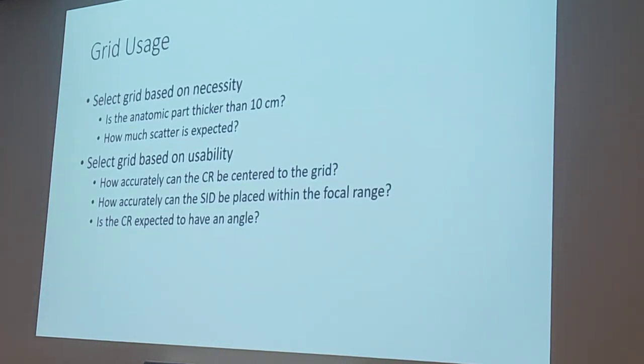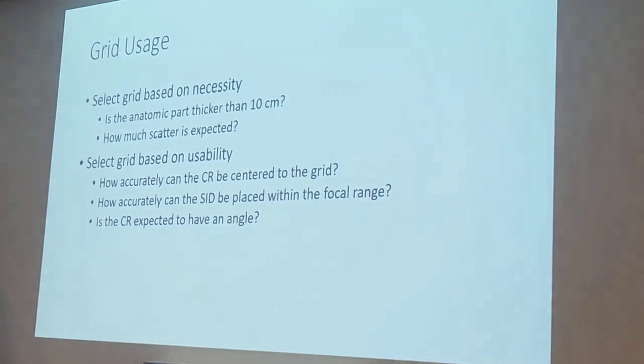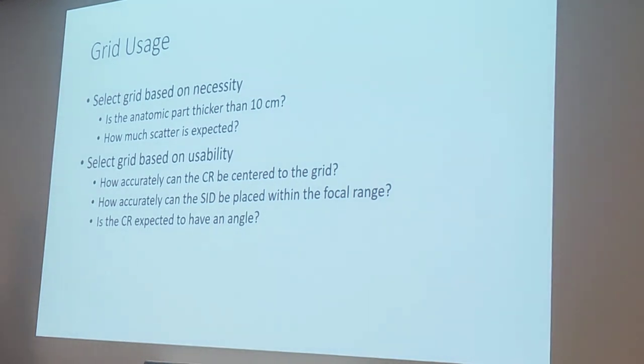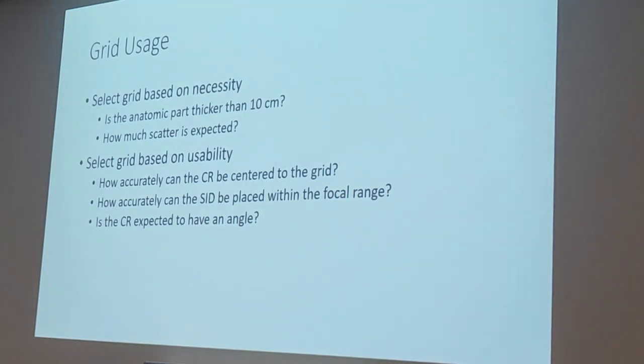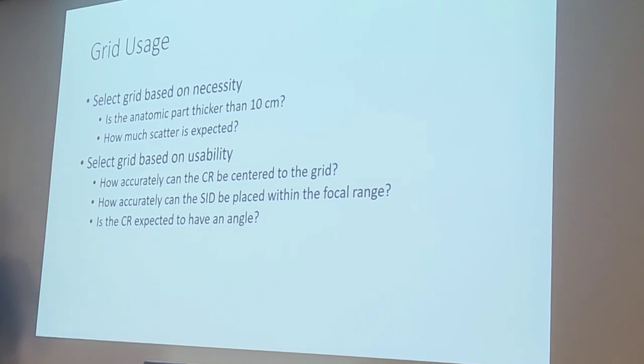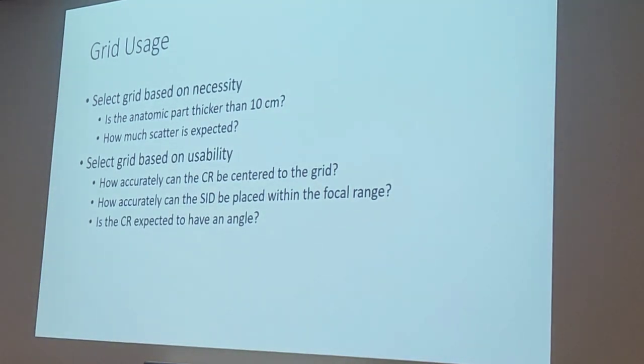So, a few final things about grids. Number one, when do we use grids? On thick anatomy. Why thick anatomy? To reduce scatter. Thick anatomy produces a lot of scatter, good. Why do we not just use a grid on everything and reduce all the scatter? Good. If you use a grid on everything, the grid is absorbing X-rays, we need to turn up the mAs, and so we end up raising patient dose. So we only want to use the grid when absolutely necessary.